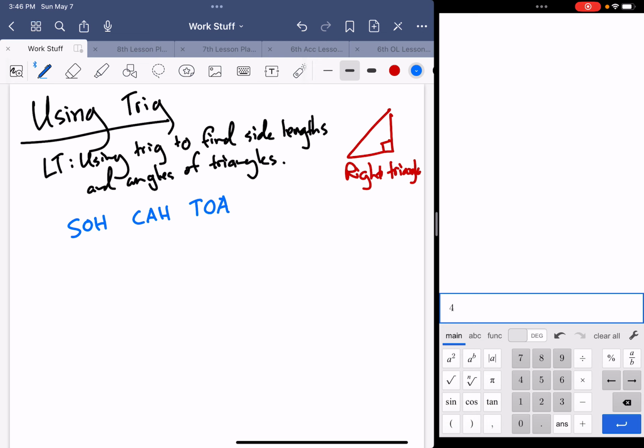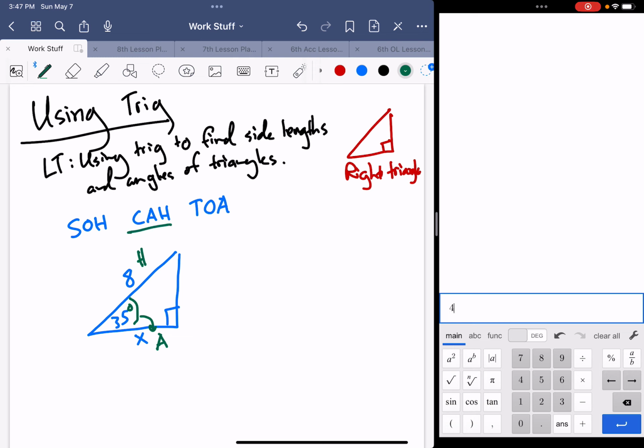Let's say we have a triangle that looks like this. It is a right triangle, and this angle is 35 degrees. This side is 8, and we want to figure out what that side length is. Step 1 is to take a look at what we have. I have this angle, the adjacent side, and the hypotenuse. So adjacent side and hypotenuse makes me think I want to use cosine.